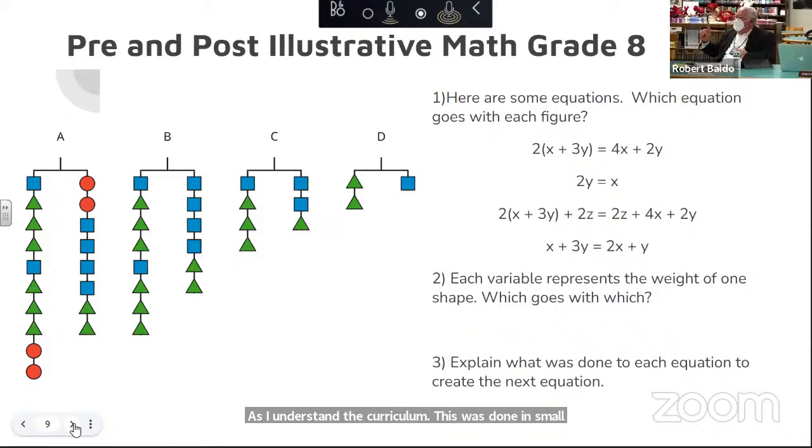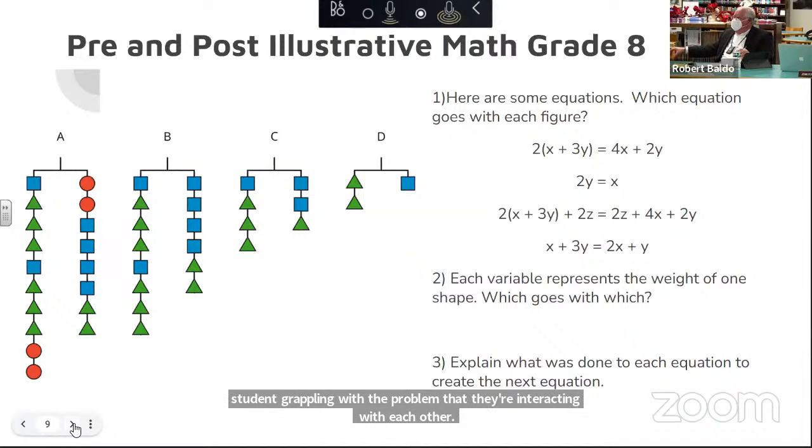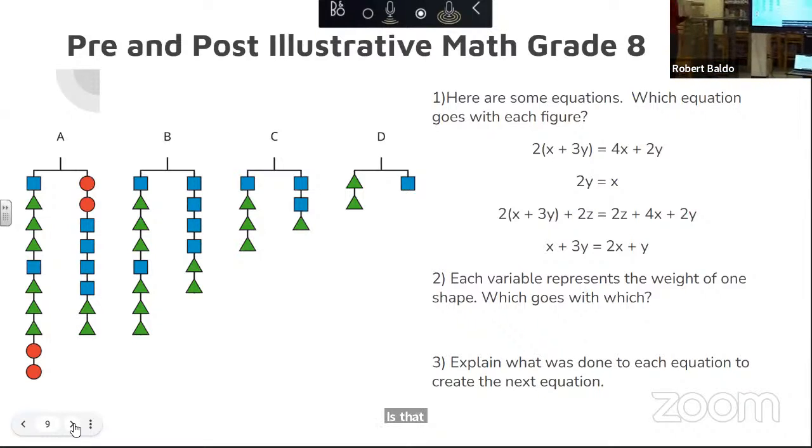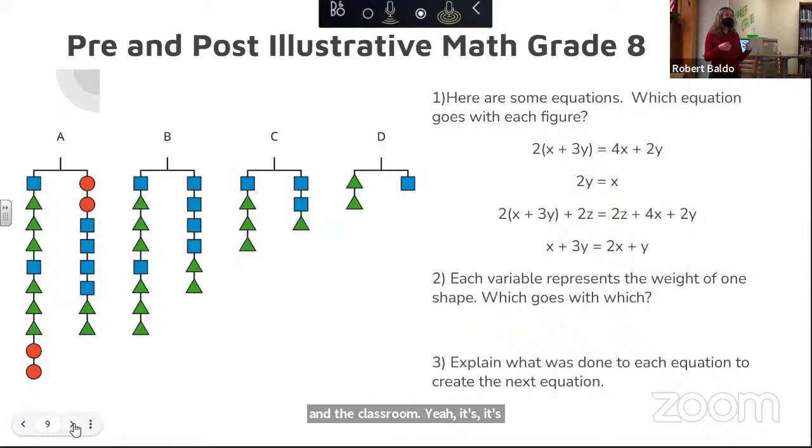Now, this process, as I understand the curriculum, is done in small groups or between students. So this isn't one individual student grappling with the problem. They're interacting with each other. Is that correct? The example you just saw was one student doing it on their own on an assessment. But on a daily basis in the classroom, yeah, it's kids working together in small groups and partners.